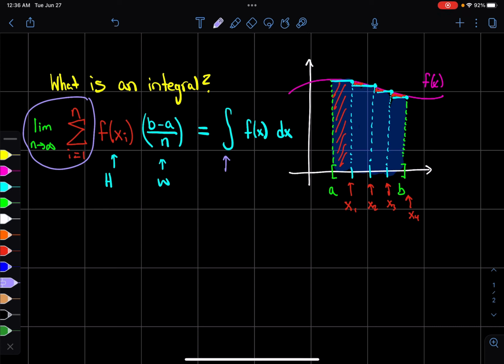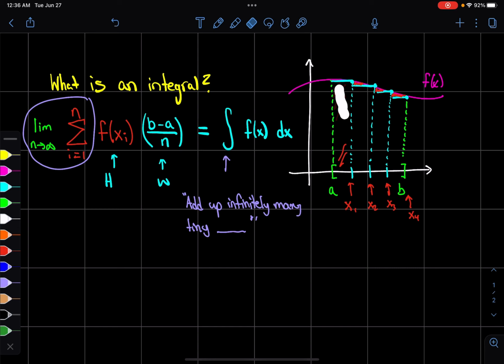It literally means, the integral means add up infinitely many tiny blanks, right? That is what the integral represents. Now, what are we adding up? Well, from calculus 2, we were adding up little tiny rectangles, right?